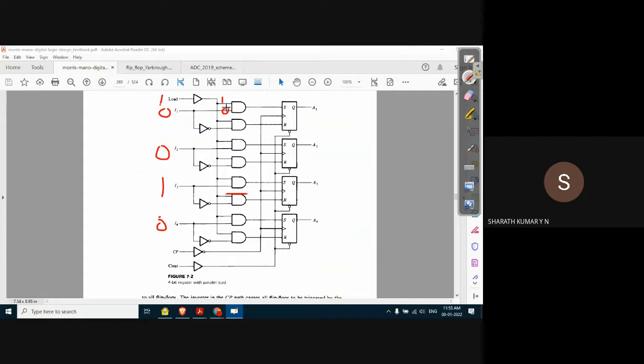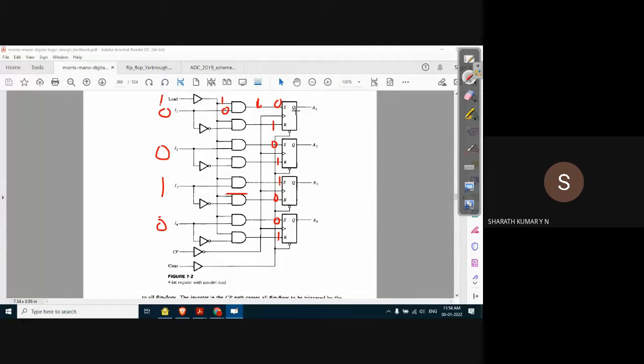This is zero. This becomes one. Sorry, this is zero, zero. This will be one, so this will be zero. This is one, this is one, this input is one. This becomes zero. If this is zero, this input is 1 and this input is 0 and this is 1. Very simple. Now what is the output?